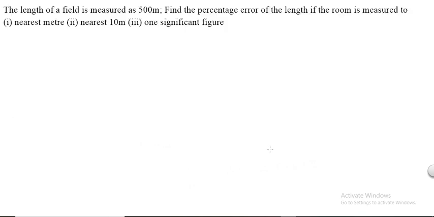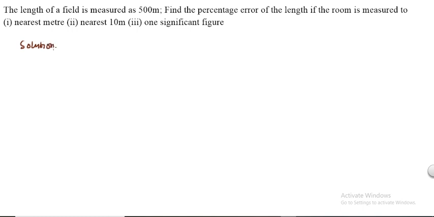Now let's look into extra examples to really help you understand how to solve this kind of percentage error problem. So for this one, we are told that the length of a field is measured as 500 meters. Find the percentage error of the length if it is measured to, for the first one, the nearest meter, for the second one, the nearest 10 meters, for the third one, 1 significant figure. So I'll write my solution.